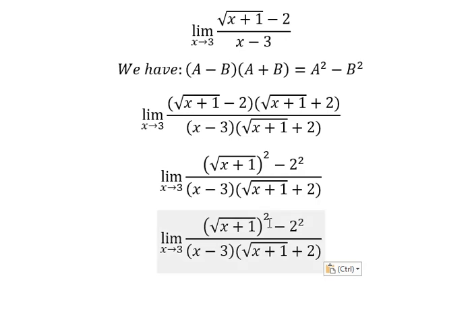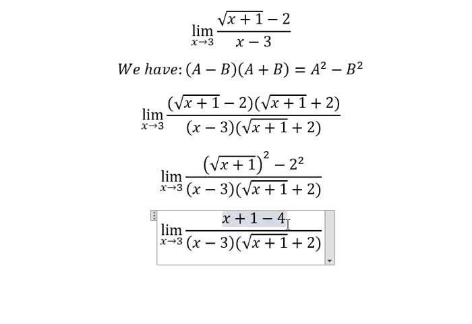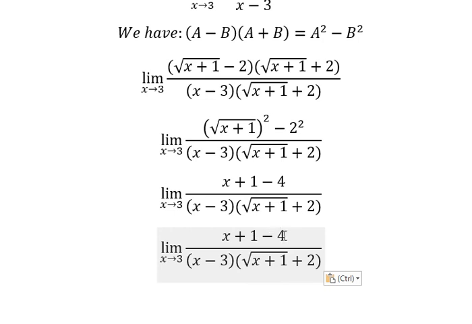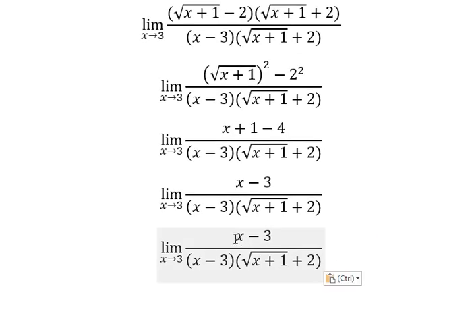So we need to cancel the square root and we got x plus 1. This one you got number 4. 1 minus 4 you got negative number 3. And later that we divide both sides by x minus 3.